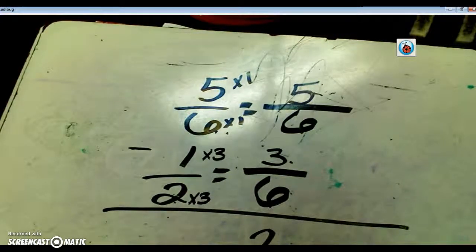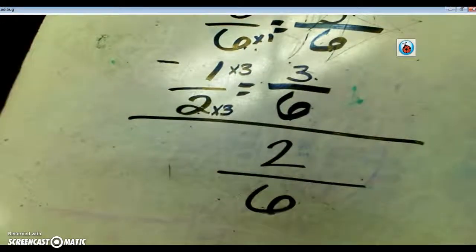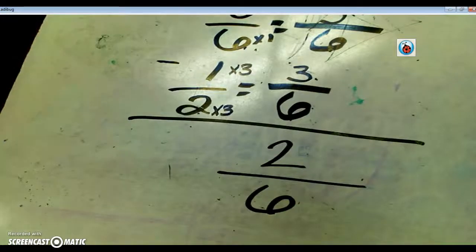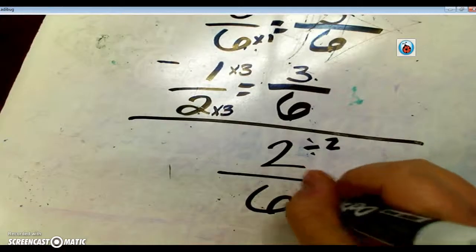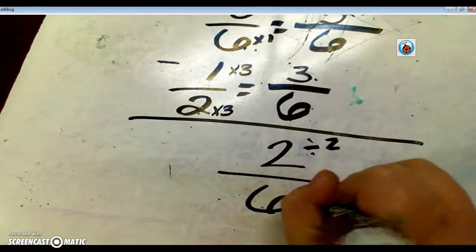Okay, what's wrong with this fraction? It can be simplified by what, Taylor? 2 over 6 can be simplified by? What number divides into both 2 and 6? 2. Okay. I can simplify this since they're both even. I can divide by 2. Whatever I do to the top, I have to do to the bottom, right?